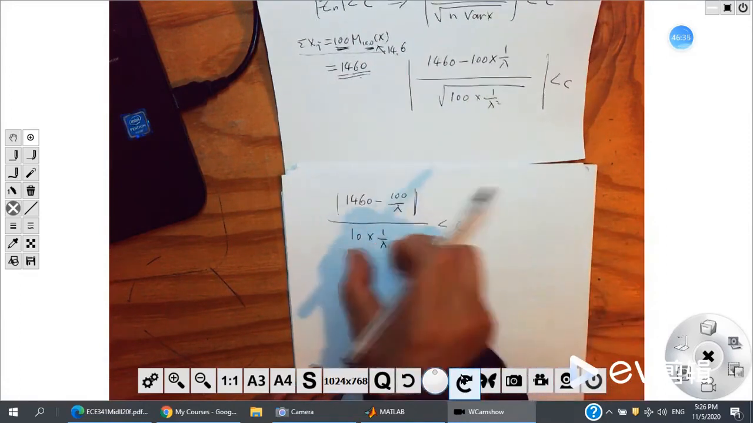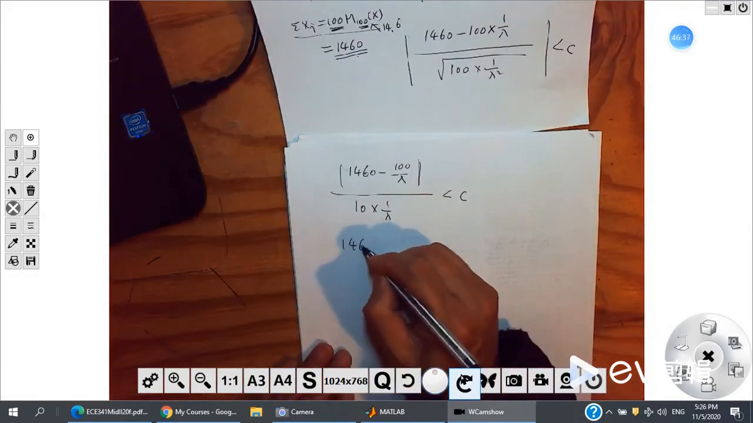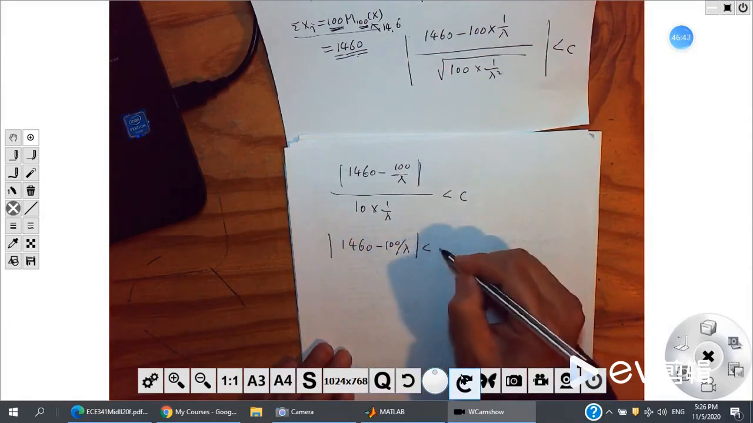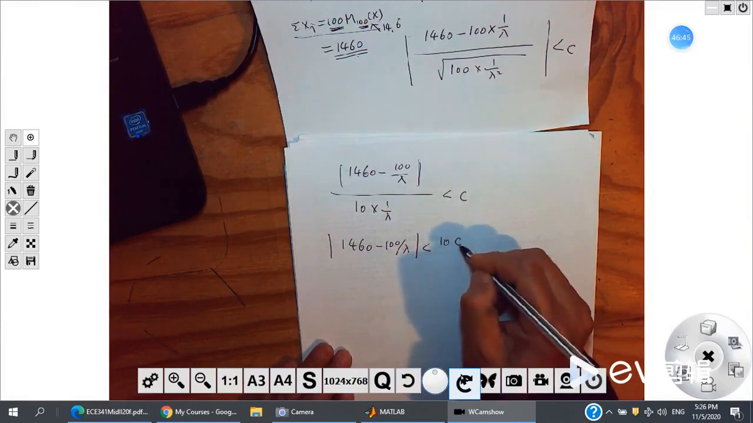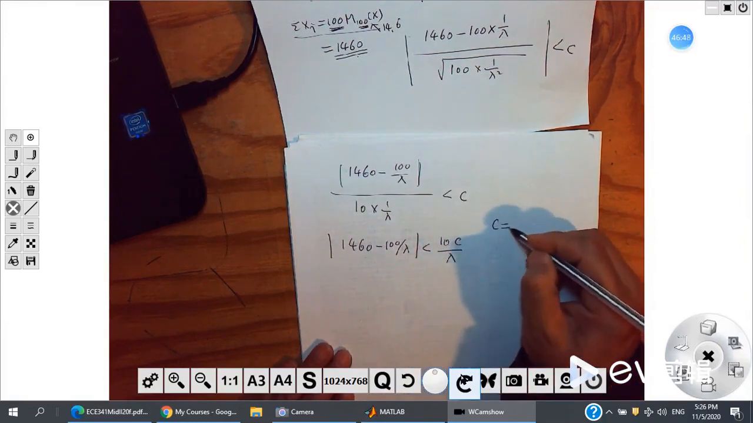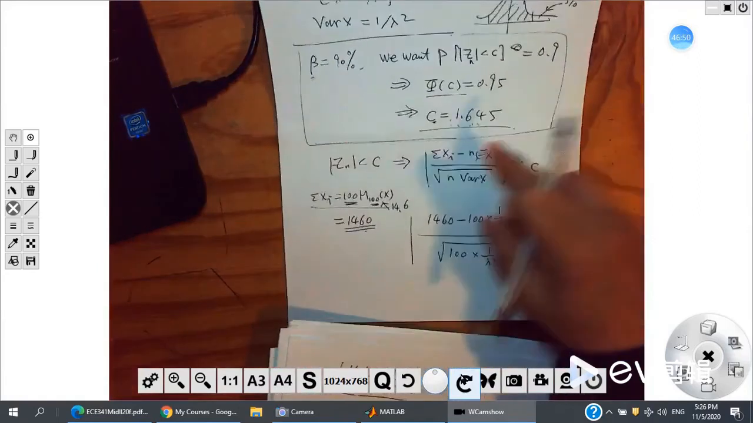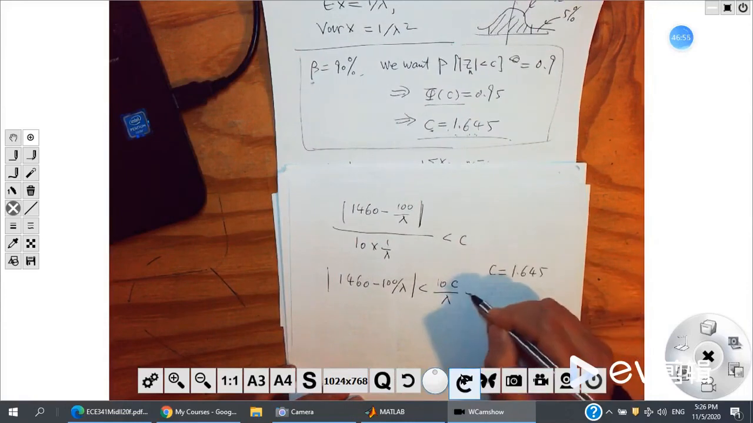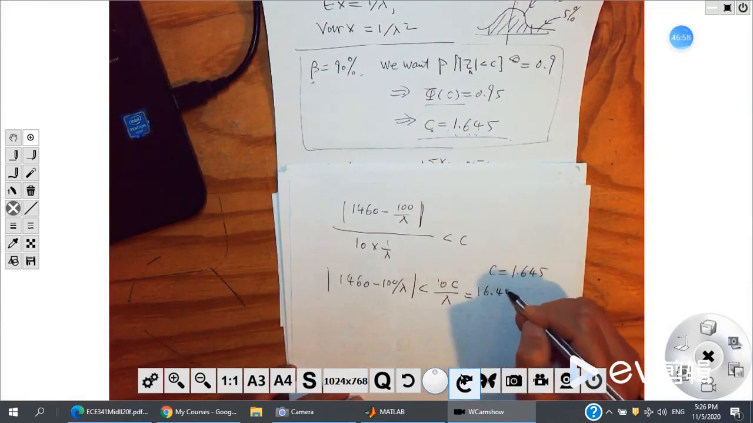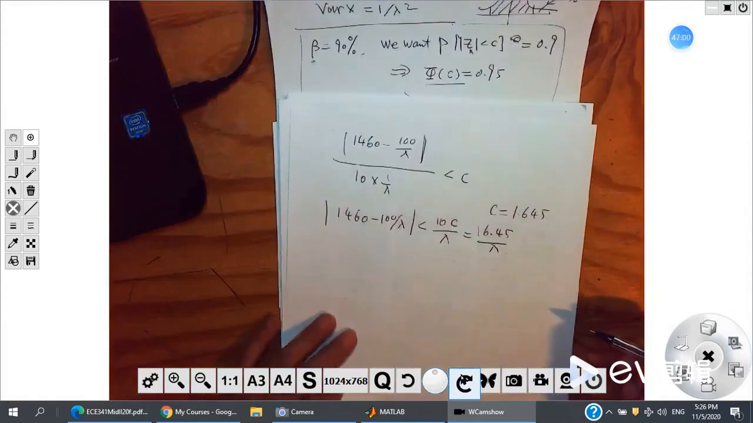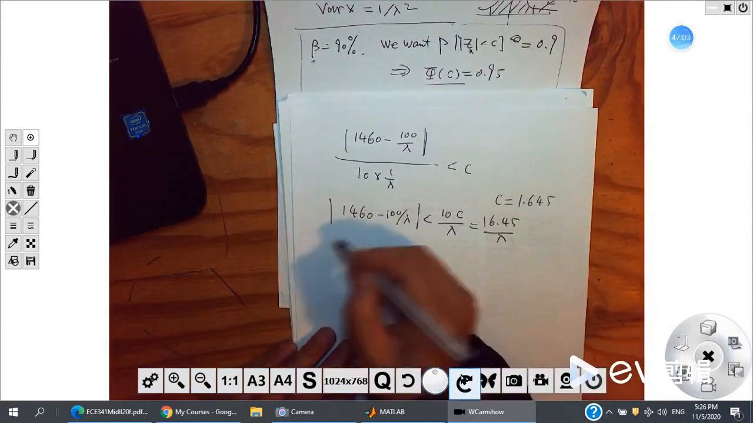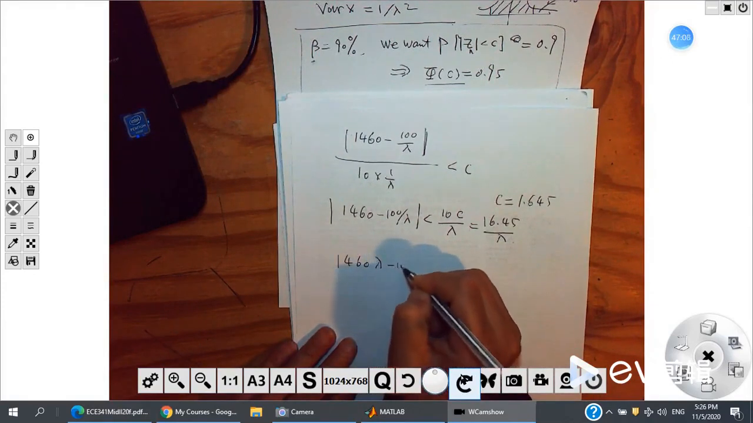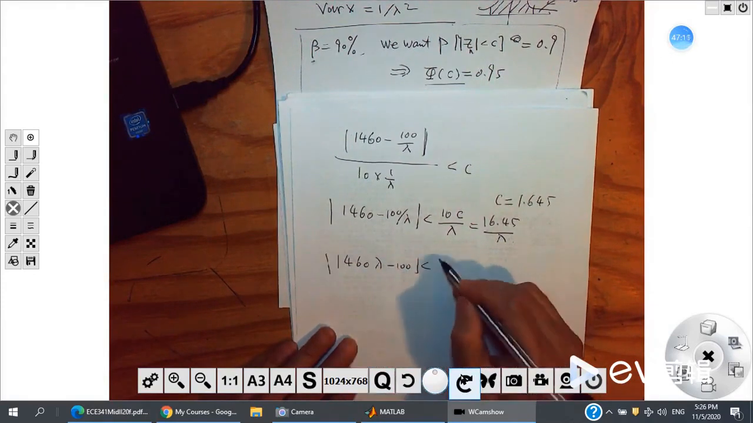So I move this to that side. I have 1460 minus 100 over lambda, absolute value, smaller than 10 C over lambda. C is 1.645, so this is 16.45 over lambda. I can multiply by lambda on both sides. I have 1460 lambda minus 100, absolute value, smaller than 16.45.